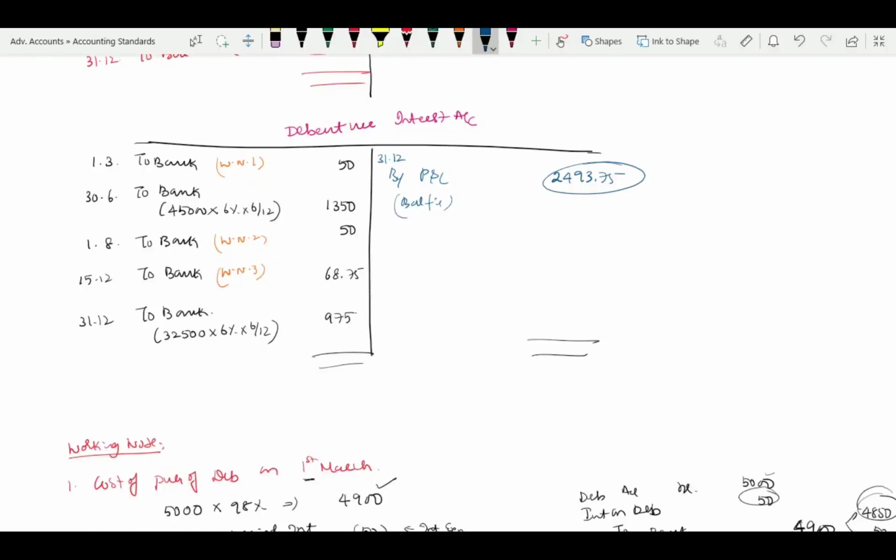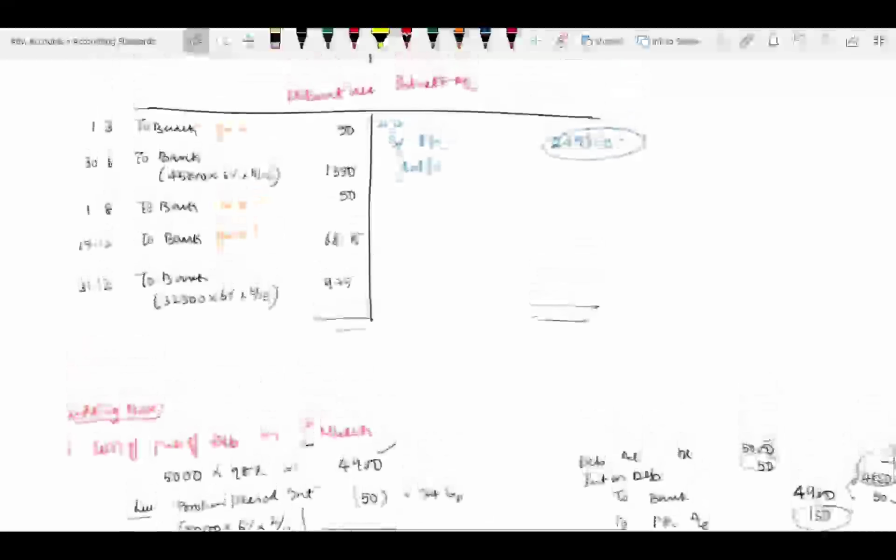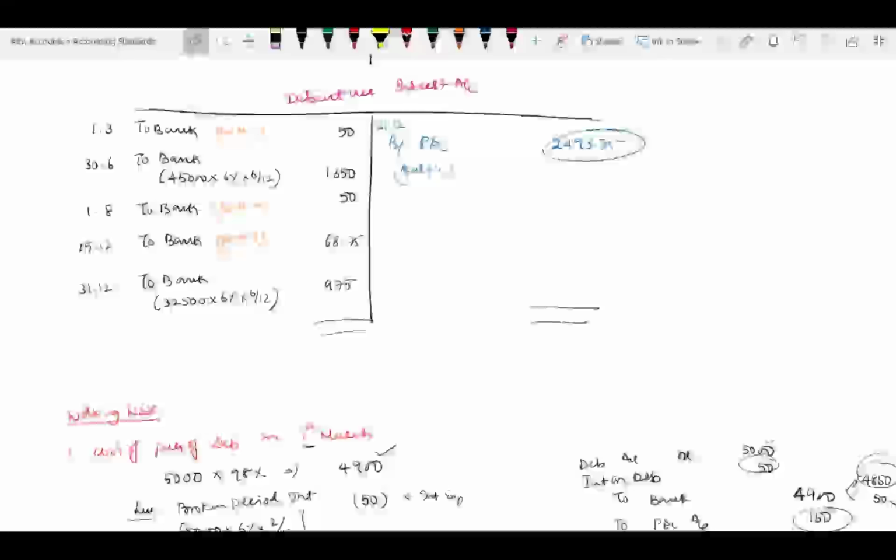Debenture holders will not come into the picture because we purchased from the open market and immediately cancelled. So this is the entry. If you have missed out anything, kindly let me know. I will make the screen visible. Otherwise, let us go to problem number 8. Shall we move on?